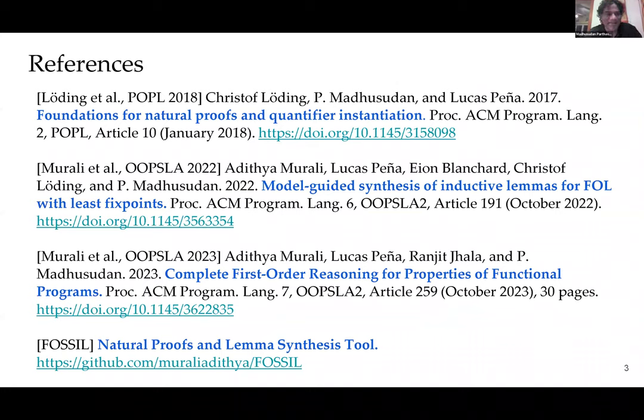If not, scream. Okay. So the work that we are going to present is mainly from three references here, spanning about six years or so. One is a POPL paper in 2018 called Foundations of Natural Proofs and Quantified Instantiation. The second and third are OOPSLA papers in 22 and 23 called Model-Guided Synthesis of Inductive Lemmas and Complete First-Order Reasoning for Properties of Functional Programs. We also have a tool called Natural Proofs and Lemma Synthesis, and there's a GitHub entry for that.